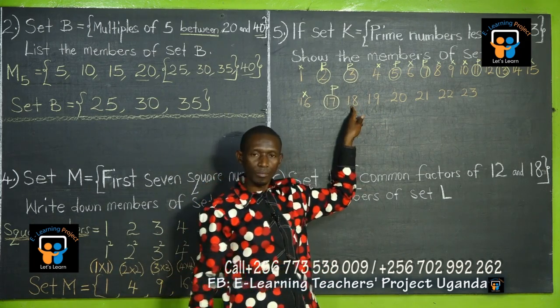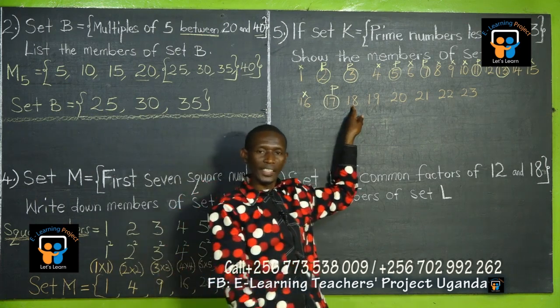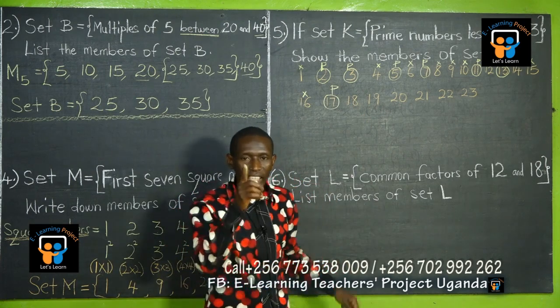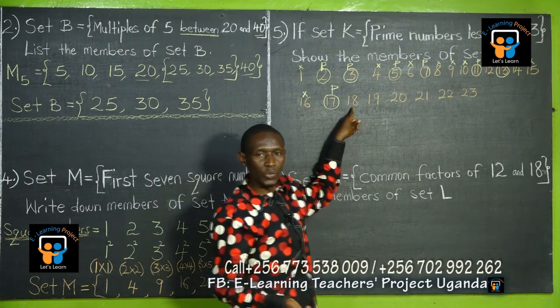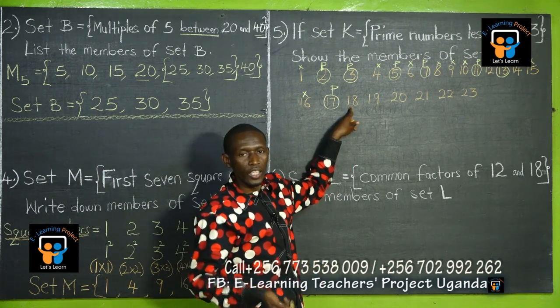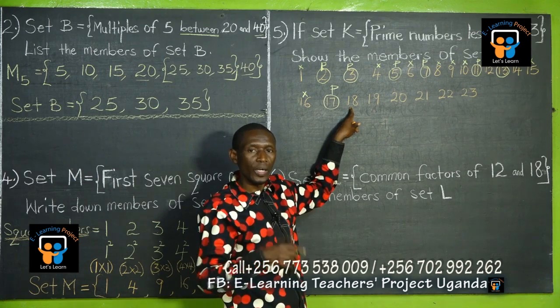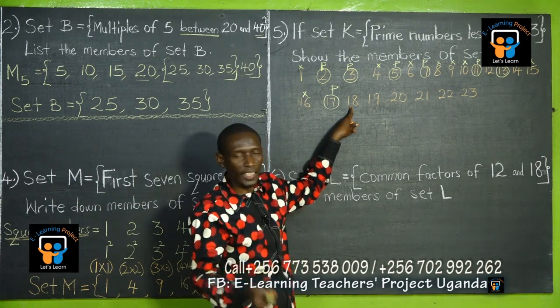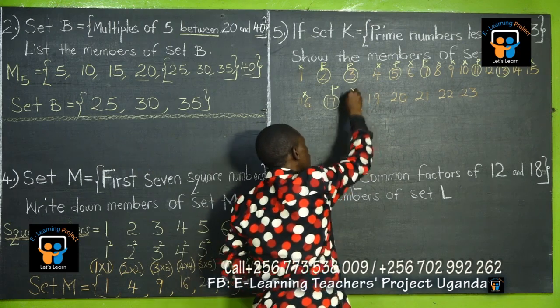Come to 18. Which numbers can break down 18? 9. Good. Because 9 times 2 you get 18. Meaning 18 divided by 2 is 9. 18 divided by 9 is 2. 2 and 9 can enter 18 exactly. And this one is not prime.